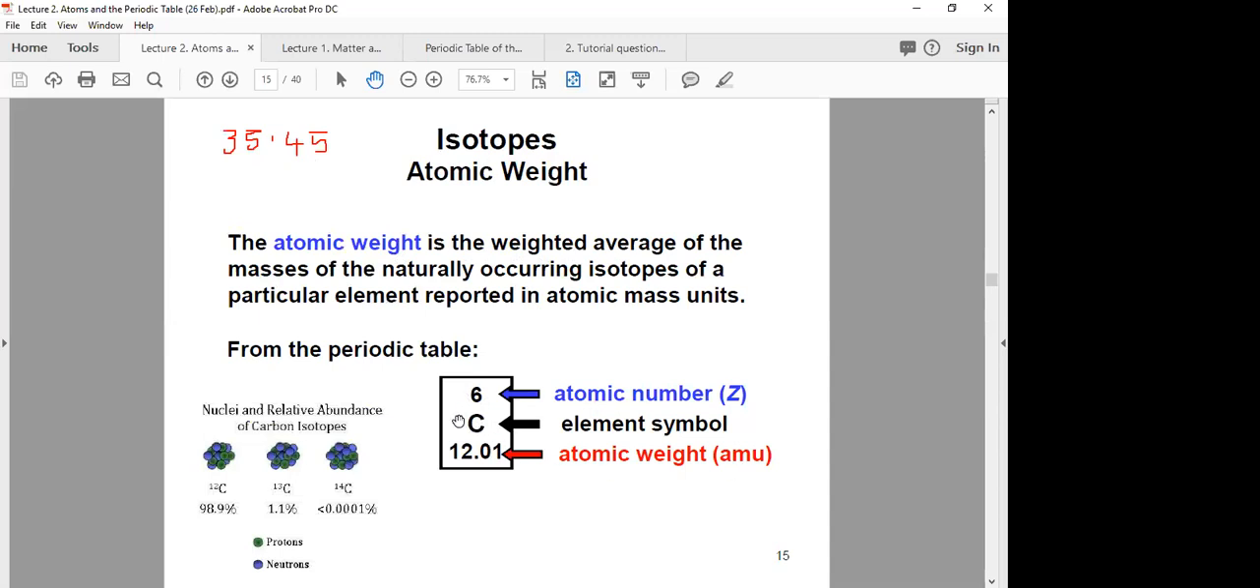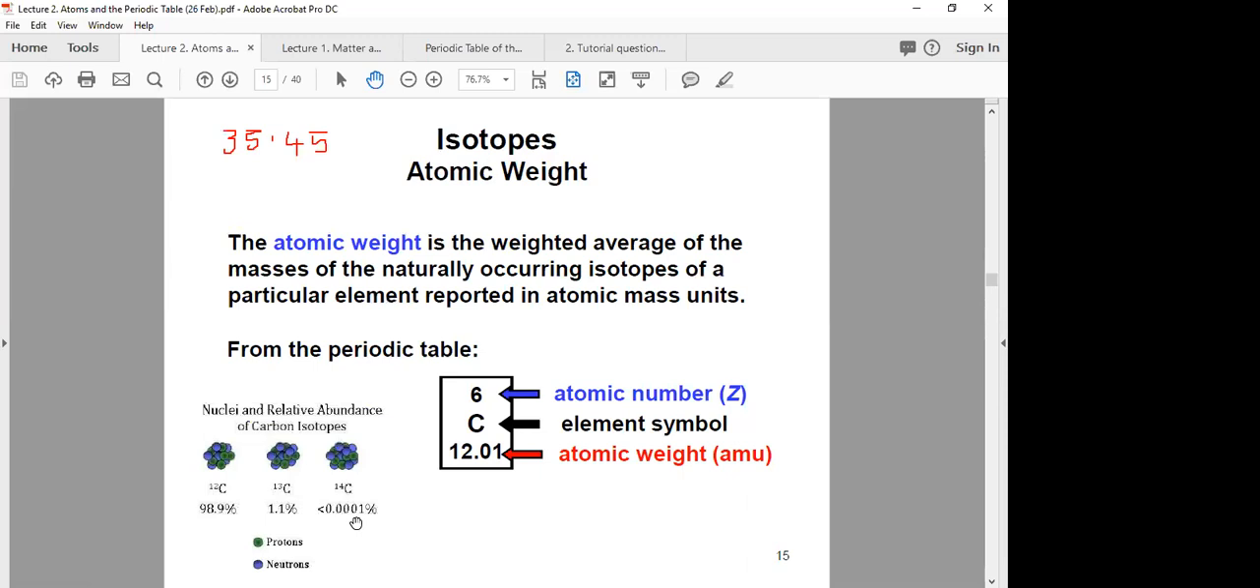Now, carbon has 3 naturally occurring isotopes. Carbon-12, this is the most abundant. 98.9% of all naturally occurring carbon is carbon-12. Carbon-13, 1.1%, so not particularly abundant. Carbon-14, even less abundant at 0.0001%.